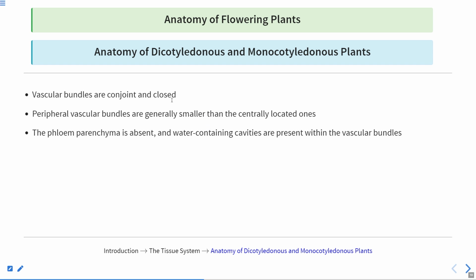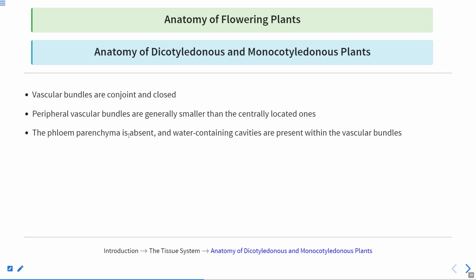Cambium is totally absent in the case of monocotyledonous stem. Okay, peripheral vascular bundles are generally smaller than the centrally located ones. Peripheral vascular bundles are small, and the centrally located vascular bundles are larger.